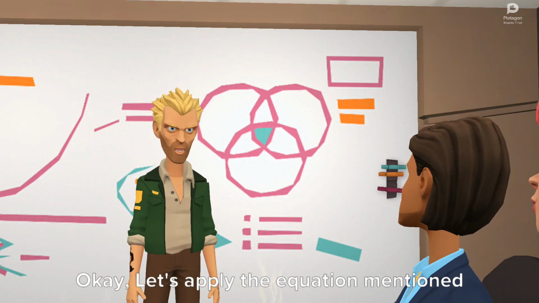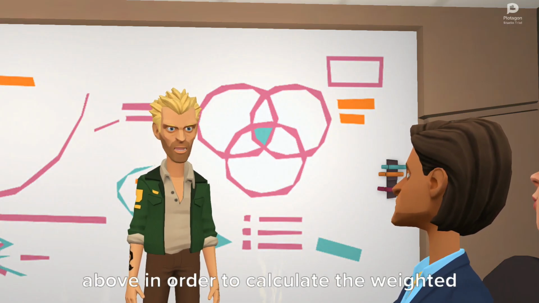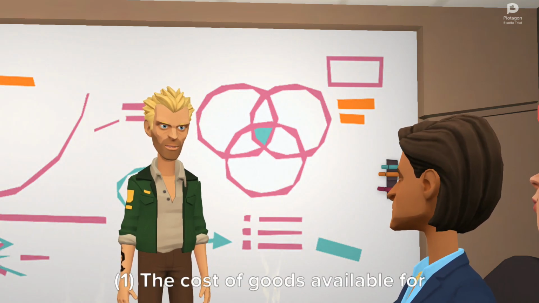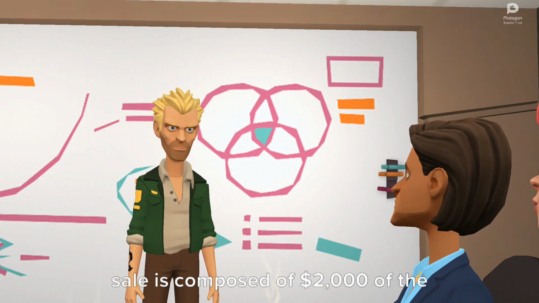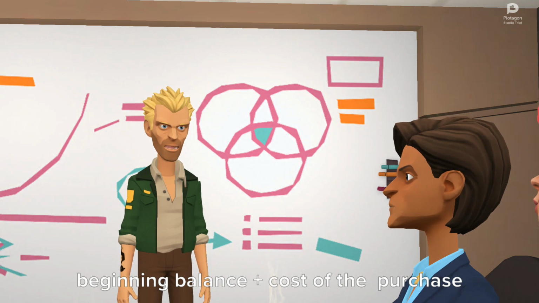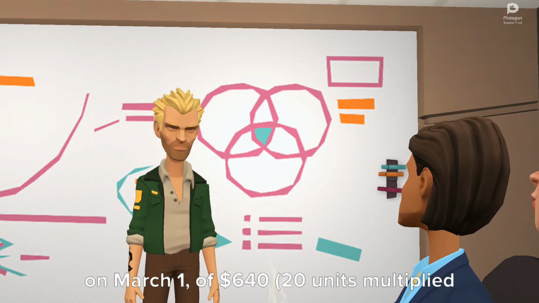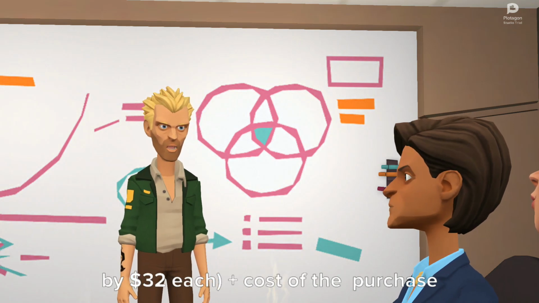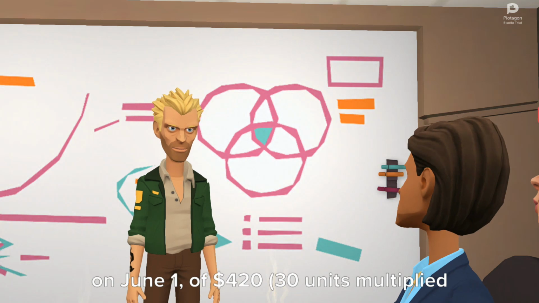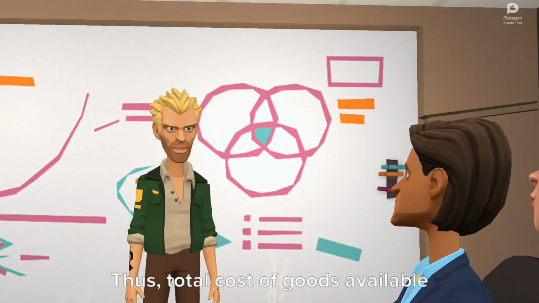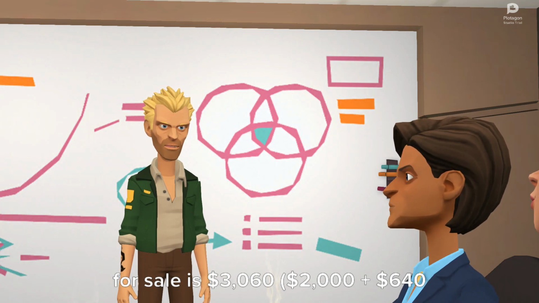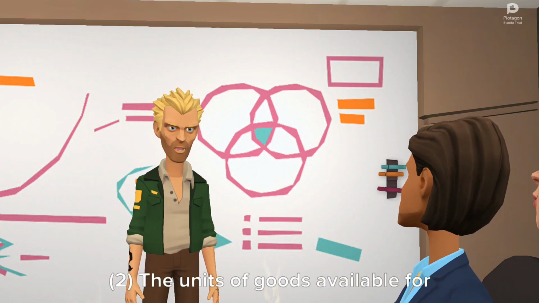Okay, let's apply the equation mentioned above in order to calculate the weighted average cost per unit. 1. The cost of goods available for sale is composed of $2,000 of the beginning balance plus cost of the purchase on March 1st of $640, 20 units multiplied by $32 each, plus cost of the purchase on June 1st of $420, 30 units multiplied by $14 each. Thus, total cost of goods available for sale is $3,060, $2,000 plus $640 plus $420.